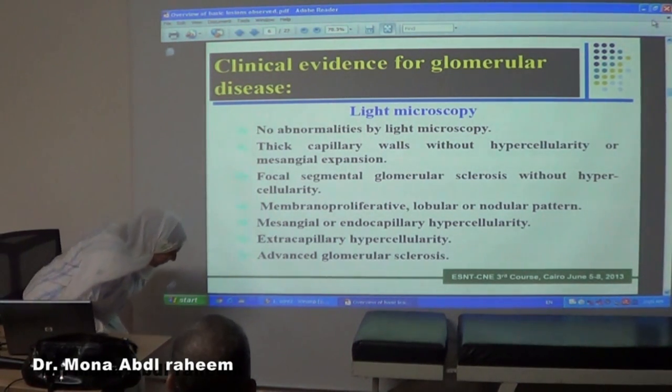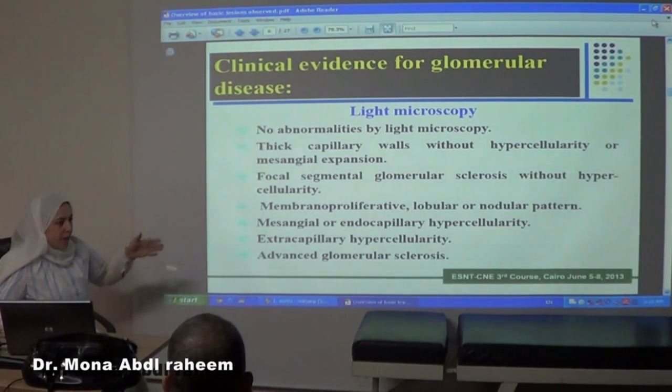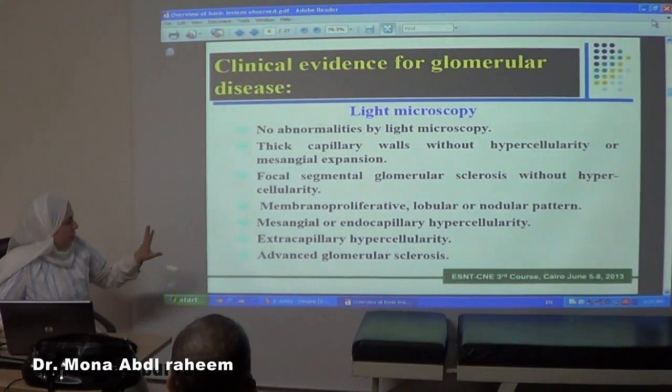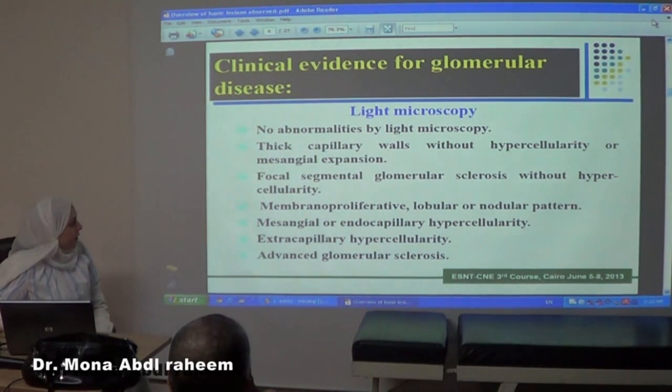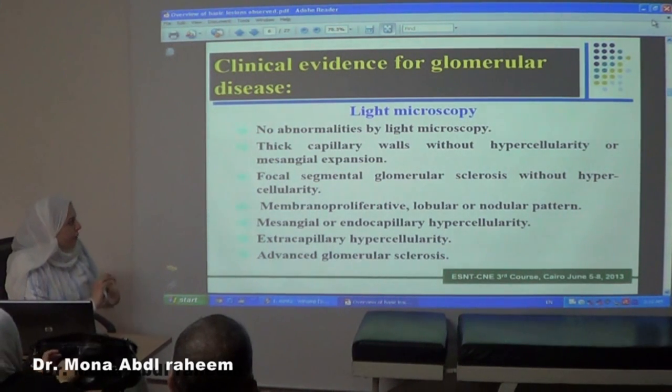To describe the glomerular lesions, individual lesion, any pathology, any glomerular disease will be included in this category. For a glomerular disease patient with evidence of clinical disease, for glomerular pathology, the first thing when we examine the biopsy, we can find no abnormality, completely perfect histology of the glomerulus.